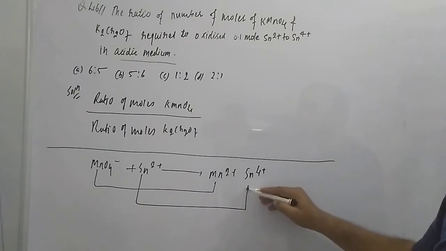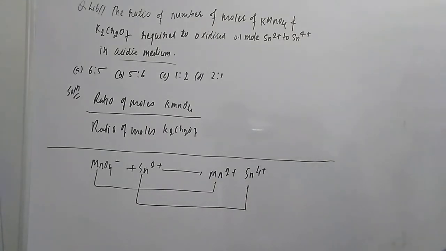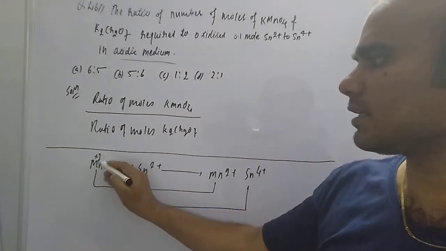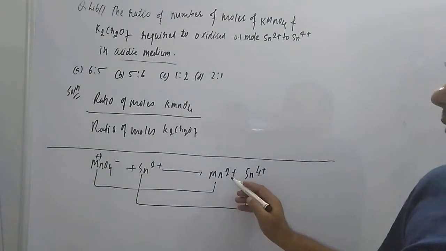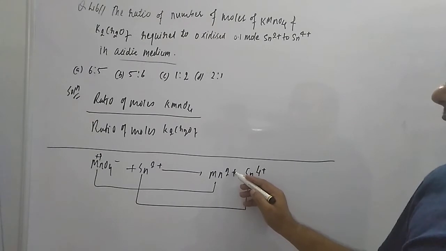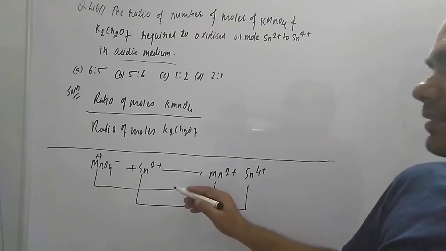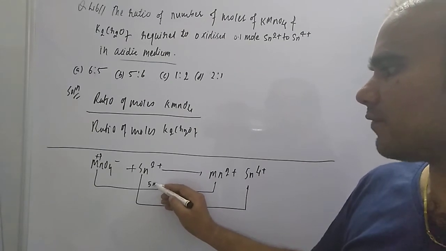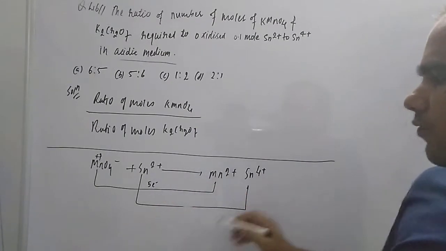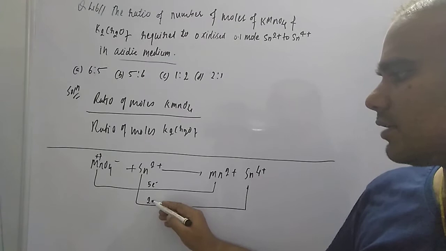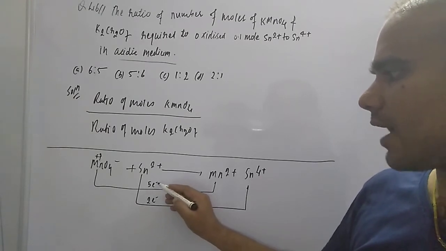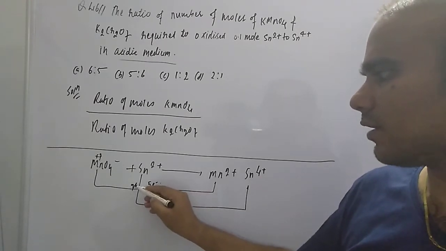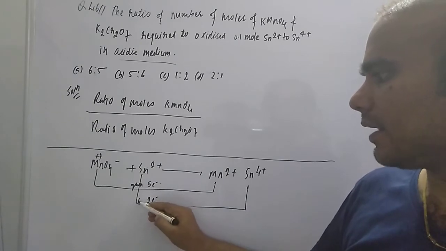So I am writing directly, student. If you check, the oxidation state of Mn is +7 going to +2. So what is happening? Reduction, and reduction means gain of electrons. How many? Gain of 5 electrons. And here Sn goes from 2 to 4, so the loss is 2 electrons. This is 5 electrons gained, and here is the loss.